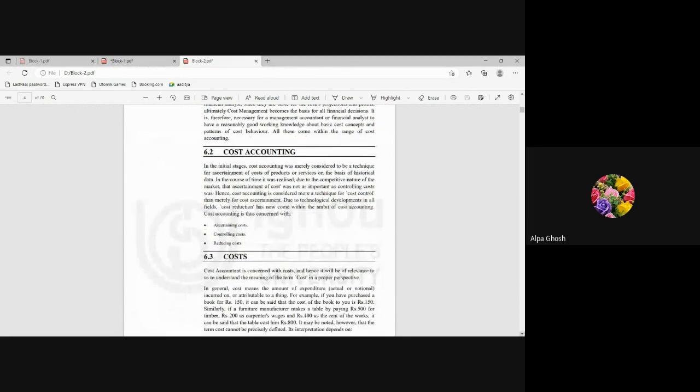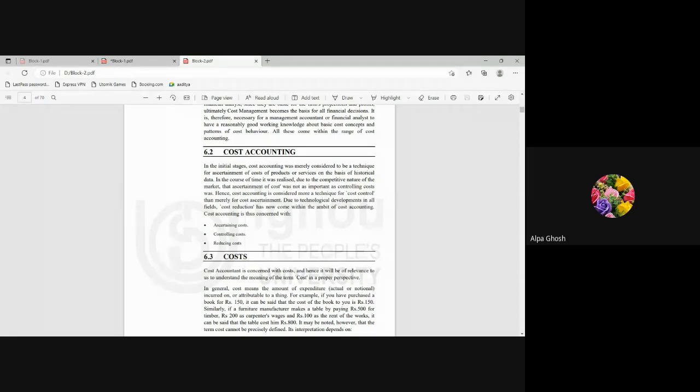So what is cost accounting? Cost accounting is considered the technique to ascertain the cost of products or services on the basis of historical data. Historical data is the purchase price. So we need cost accounting because it is considered a technique for cost control.